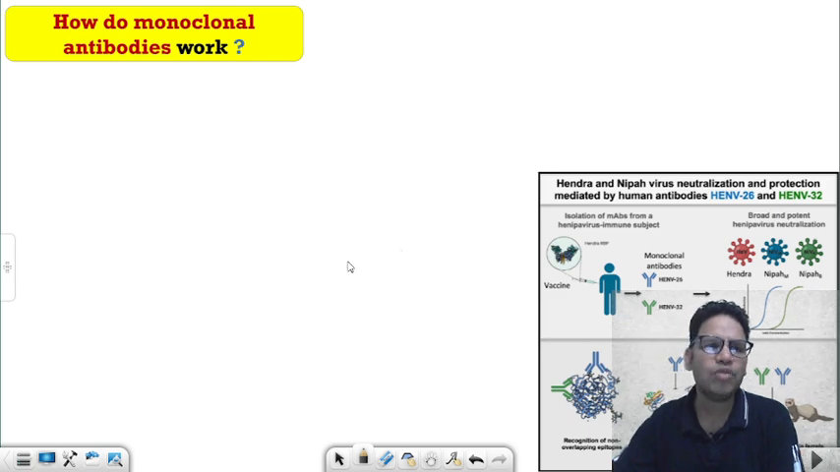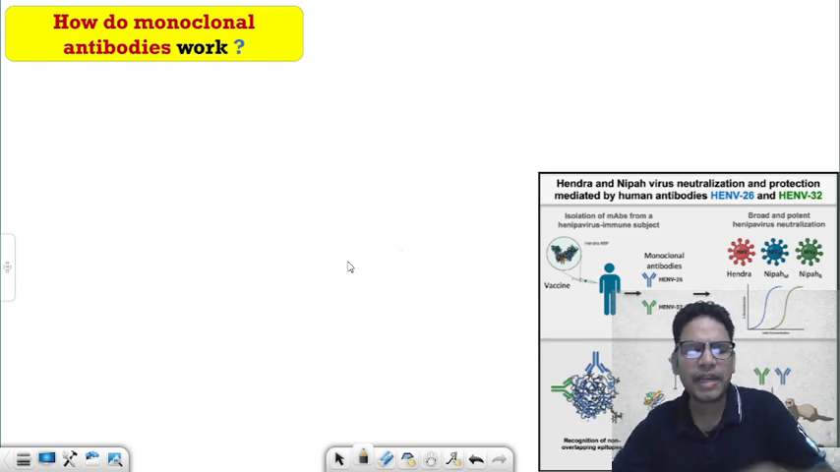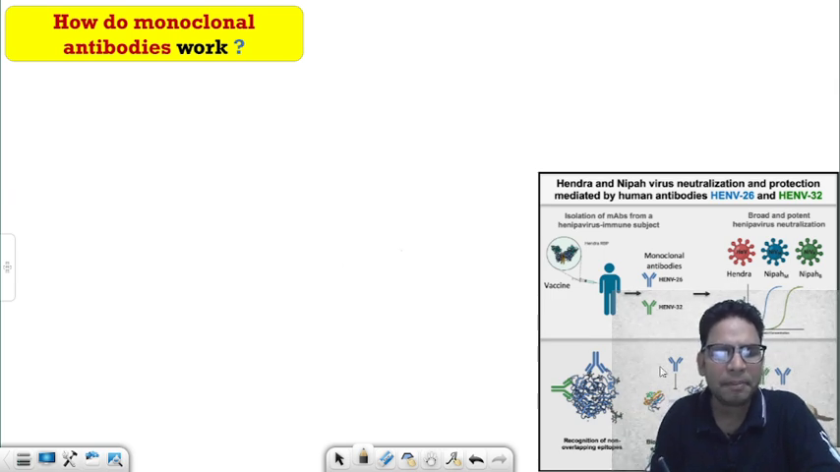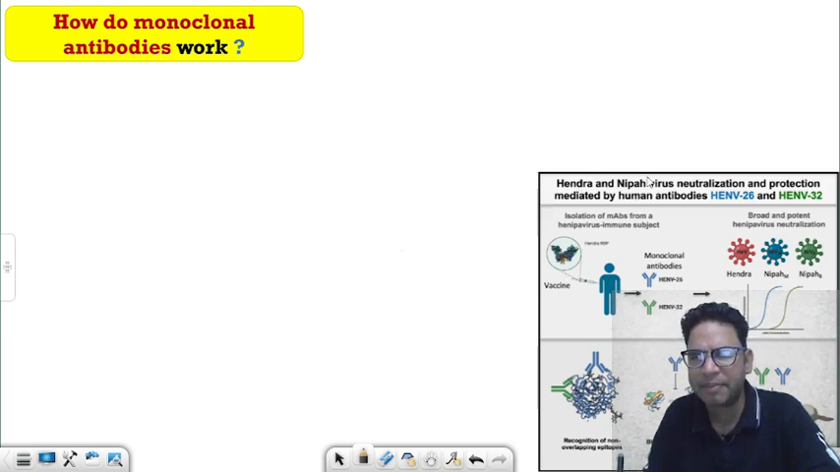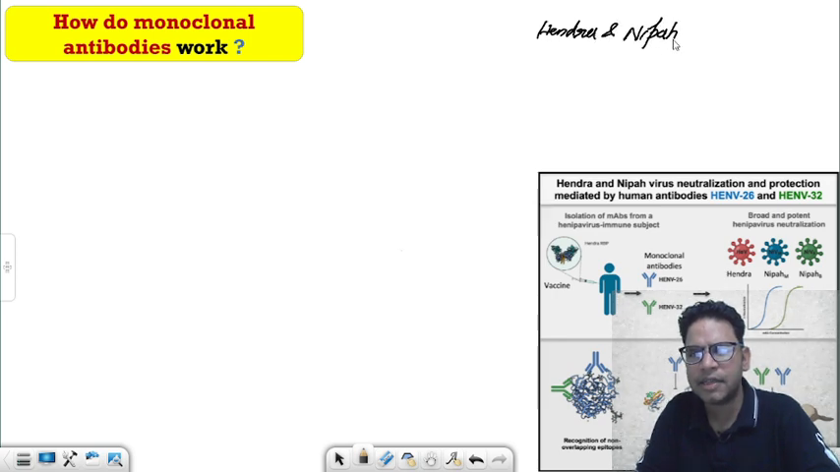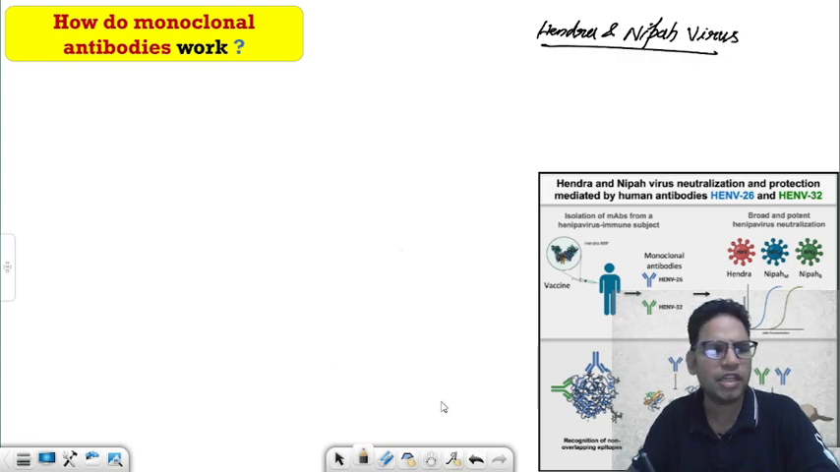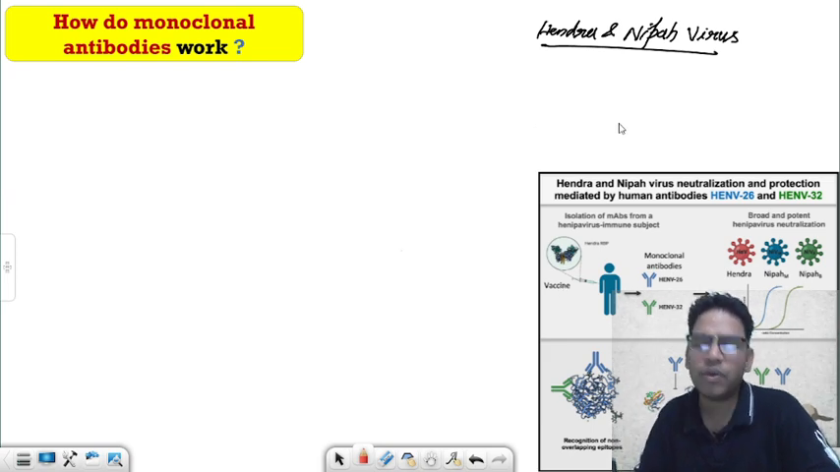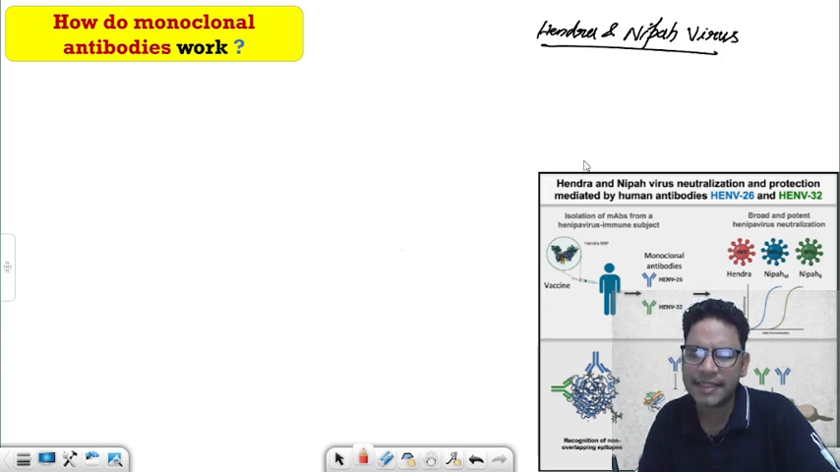Let's talk about how monoclonal antibodies work. Monoclonal antibodies are isolated from a healthy person with exposure to Hendra. This was in the news, Hendra and Nipah virus, and this is also part of your question. Nipah virus cases are coming in Kerala, in India, you must have heard of this in your newspaper. So what is the common thing about these viruses? Hendra and Nipah viruses are both zoonotic. Both cause zoonotic diseases.